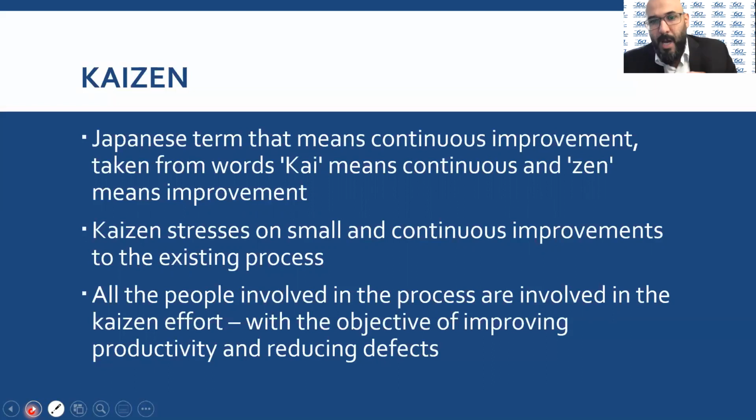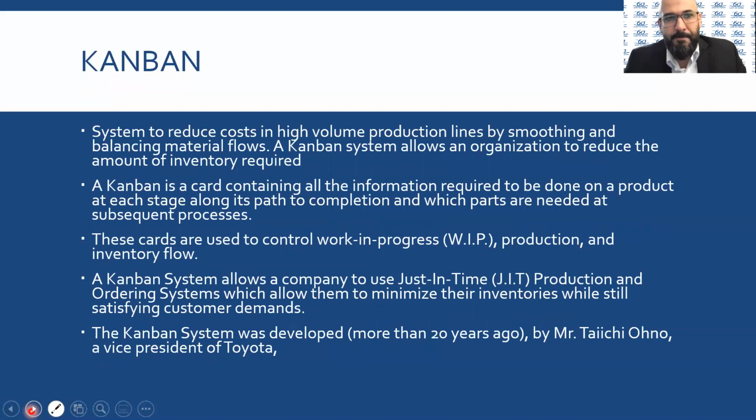So again, what you need to know about Kaizen is that it's a process improvement, a word for continuous improvement. Look into small continuous improvement in an existing process. The goal is to be more productive and reduce defects.